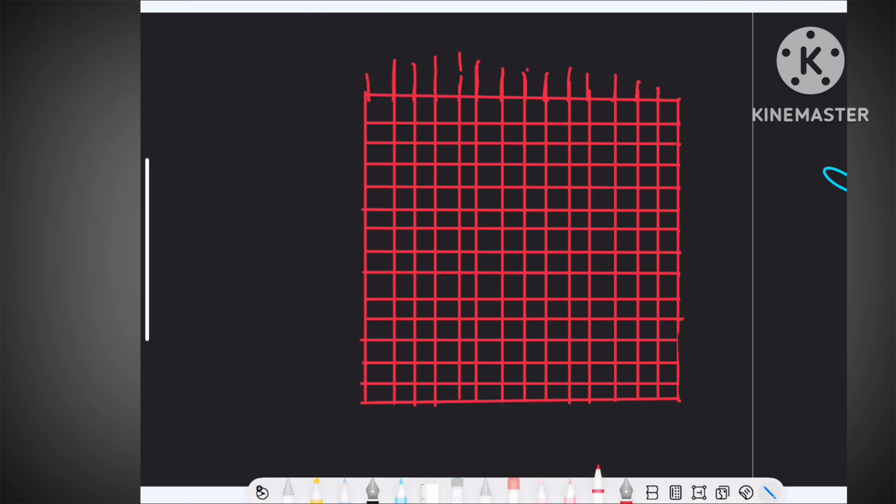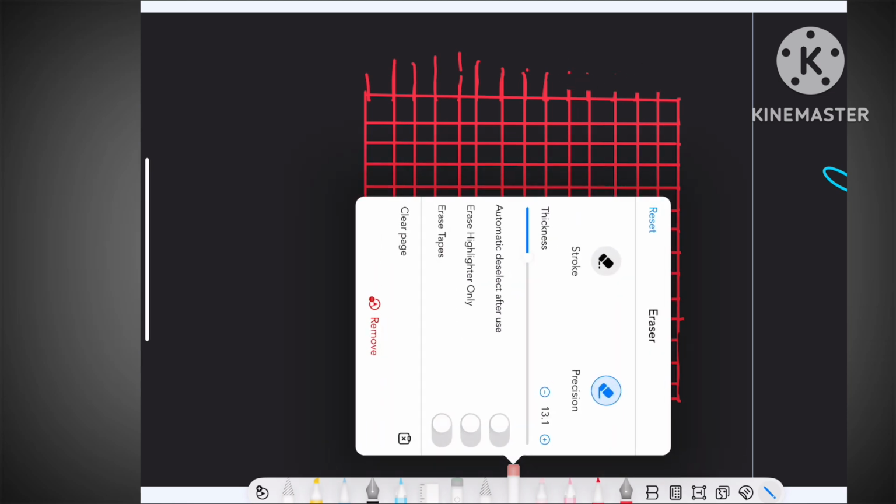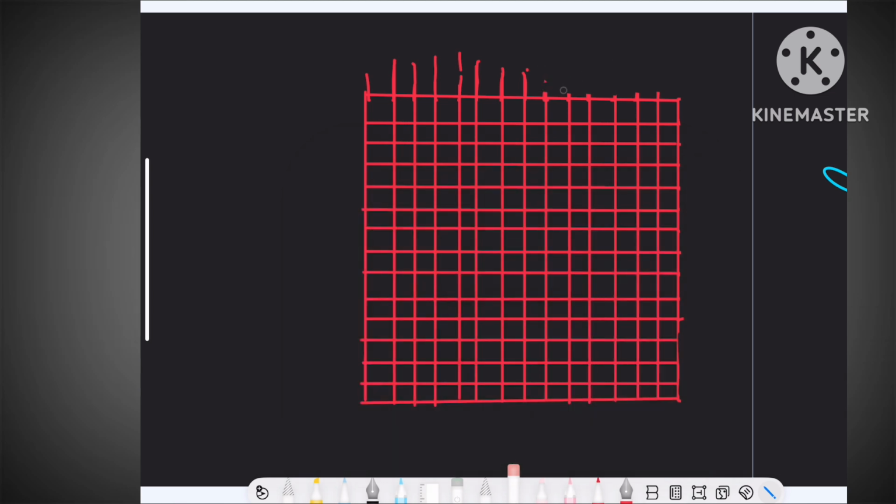Okay, done. And the last step is to erase all this. So let me take something. Okay, so the grid is completed.